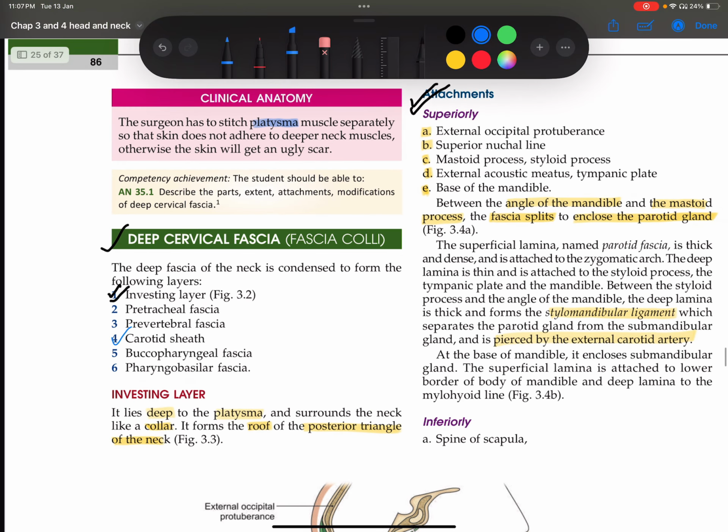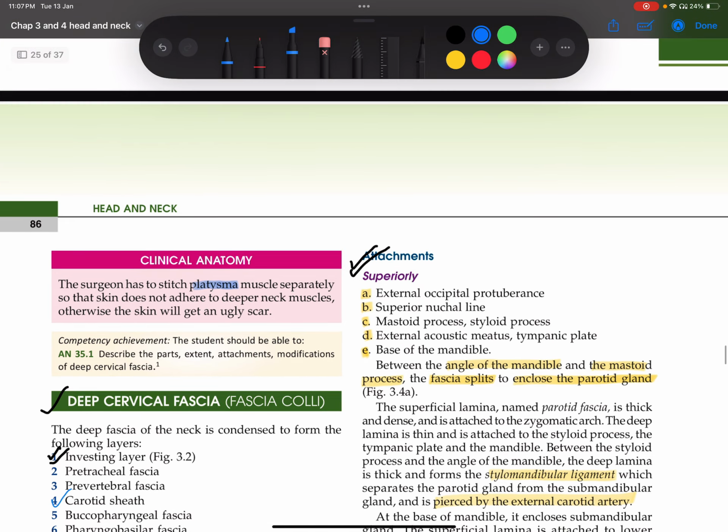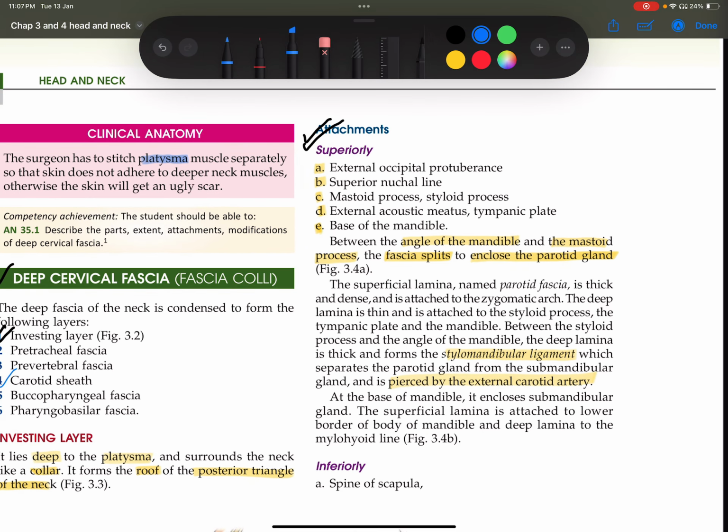So starting off with the investing layer, it lies deep to the platysma and it surrounds the neck like a collar. It forms the roof of the posterior as well as the anterior triangle of the neck. Its attachments: superiorly, it is attached to the external occipital protuberance and superior nuchal lines. That's one thing. Then the mastoid and styloid process, external acoustic meatus and tympanic plate, and base of the mandible. Between the angle of the mandible and the mastoid process, this fascia splits to enclose the parotid gland.